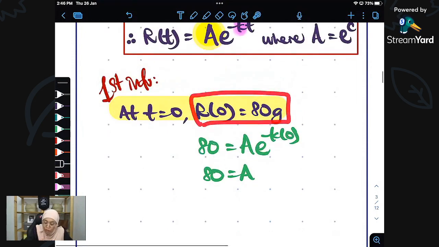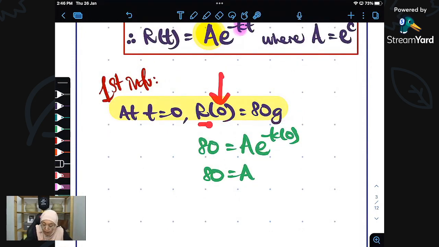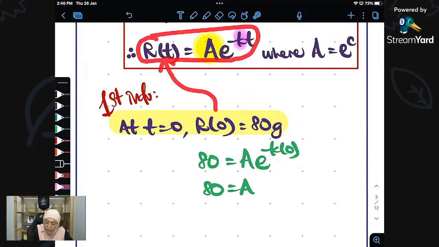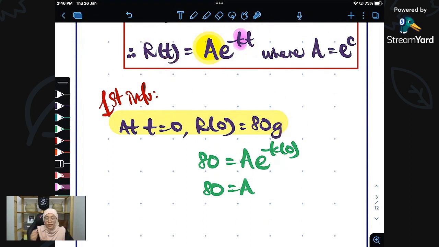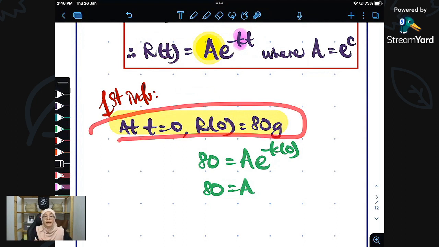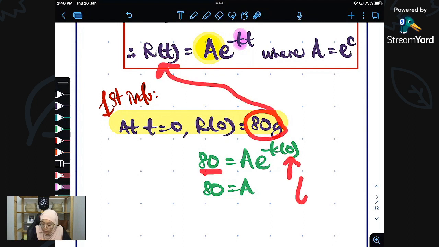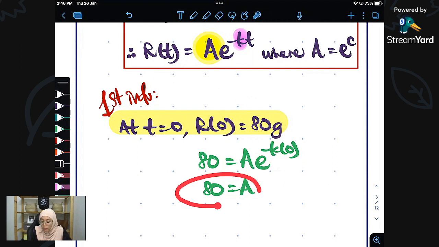Kalau you nampak betul-betul cara penulisan saya, letak R and then saya letak 0 di dalam bracket ini. It means that at time t0, the mass of the radioactive material is 80 gram. Okay, tulis dalam bentuk penuh supaya senang semua orang faham. And then I just sub in the 80 gram into the general solution here, 80 here, and then put in the value of t0 there. And so I got my A value is 80.